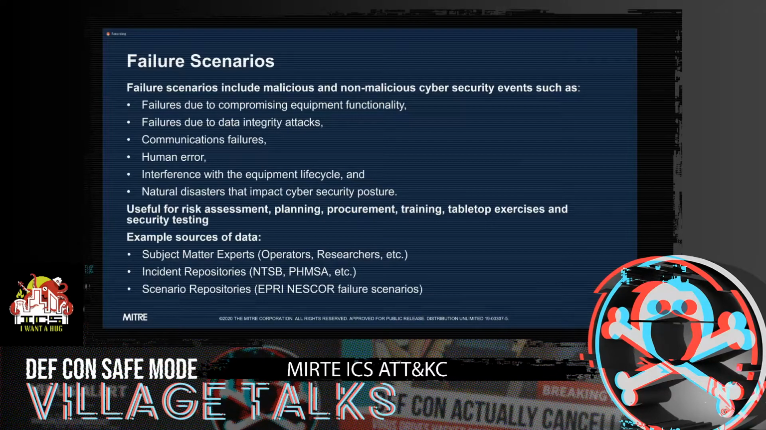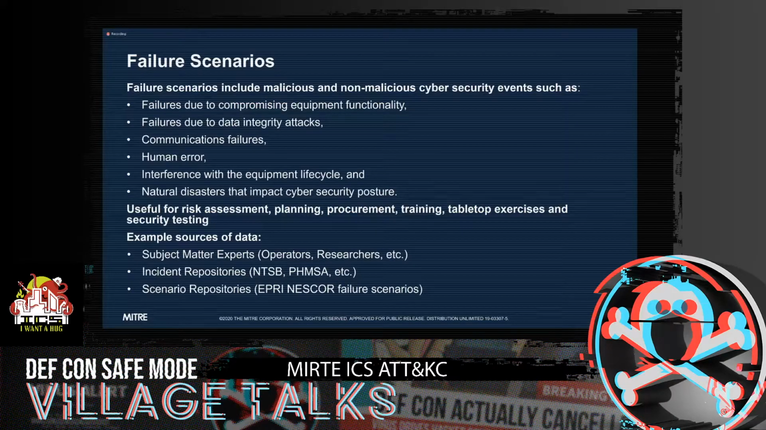Failure scenarios include malicious and non-malicious cybersecurity events, and these can range from compromising equipment functionality to data integrity attacks to communication failures and more. And these have a lot of uses. They can be used for risk assessment. They can be used for training. Tabletop exercises are something they're very popular for, but they can also be used for security testing and test beds.